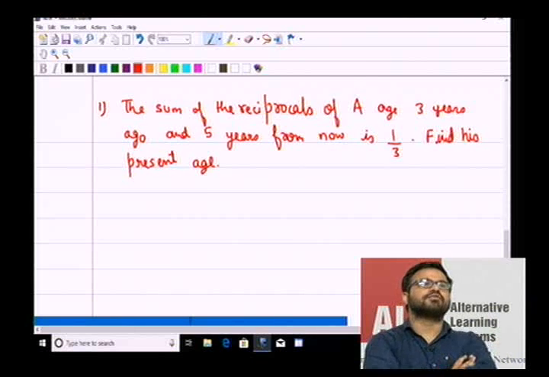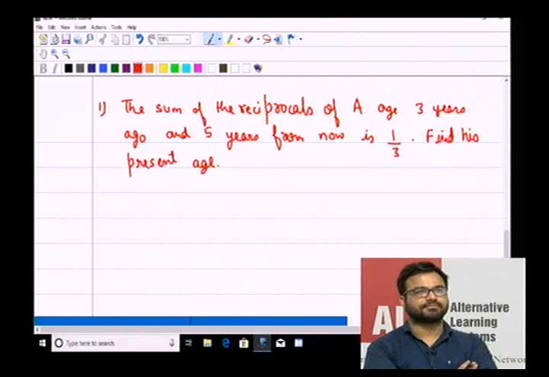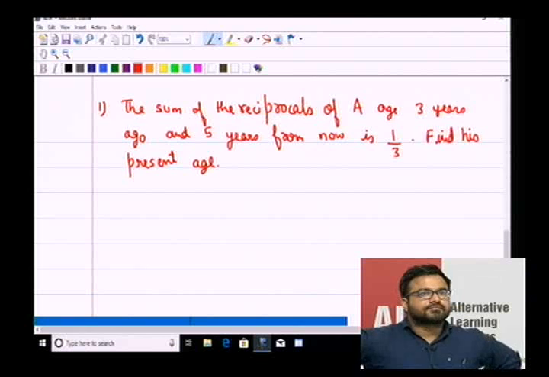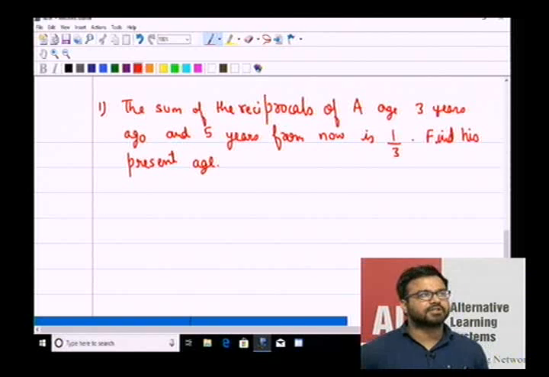So first of all, you have to make the equation over here and then you have to solve the equation. Shillong Center, try to make the equation. That is the main thing. After this equation, you can solve it. But first thing is, try to make the equation. How will the equation be? And any of the centers, if you are facing difficulty in framing the equation, let me know. Sum of the reciprocals of A's age 3 years ago and 5 years from now.